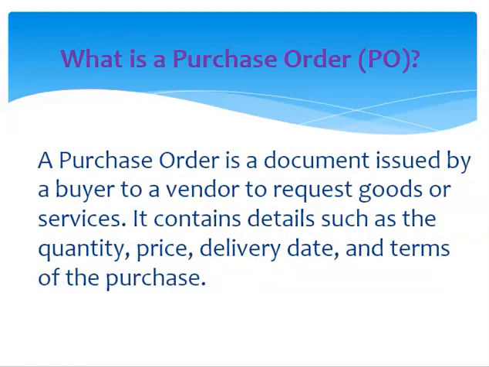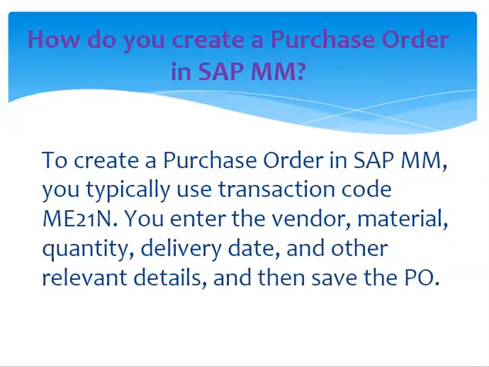What is a purchase order? Answer: A purchase order is a document issued by a buyer to a vendor to request goods or services. It contains details such as the quantity, price, delivery date, and terms of the purchase.